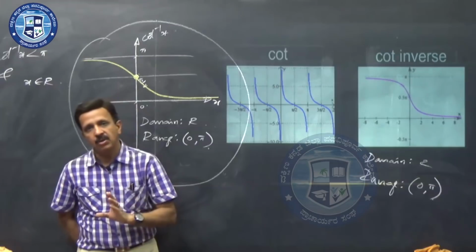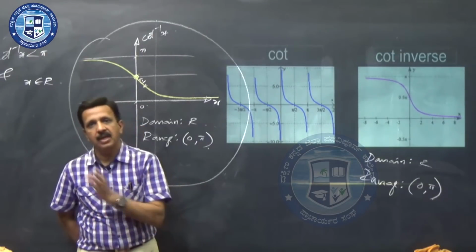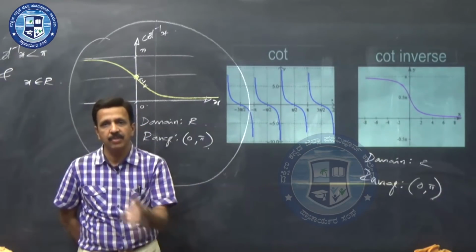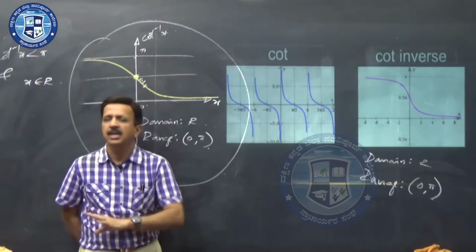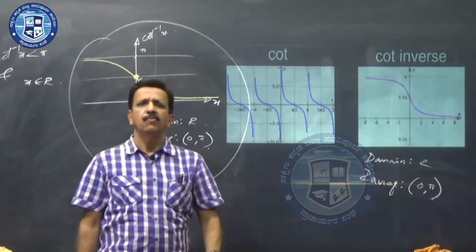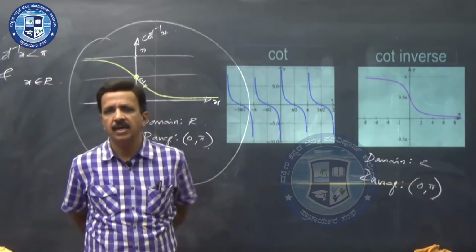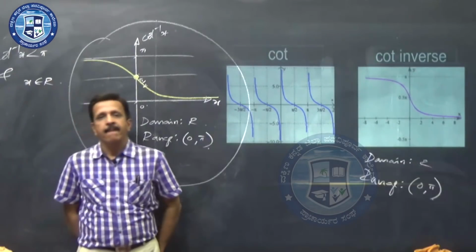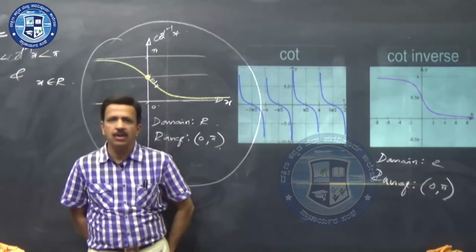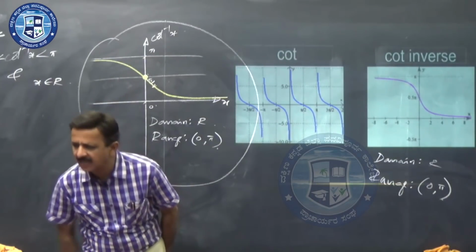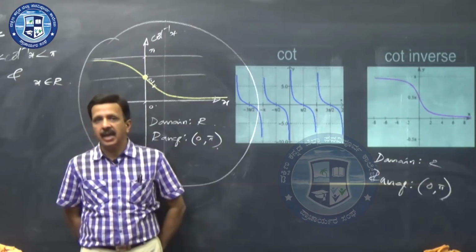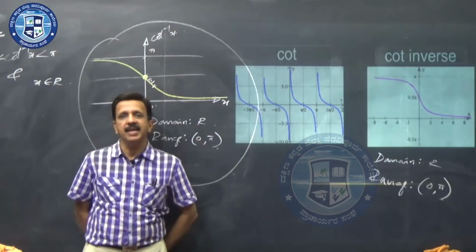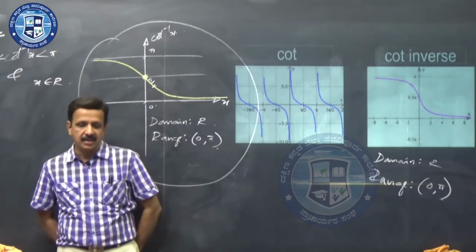Domain is what? Range is what? Cos inverse, domain, range, and tan inverse, domain, range, cosec inverse, domain, range, secant inverse, domain, range, and cot inverse, domain, range. And finally, a very important thing to remember before going ahead with working out problems: sine inverse, cos inverse, tan inverse, cot inverse, secant inverse, cosec inverse, all these answers are an angle. So it will be either in terms of degrees or in terms of radians.